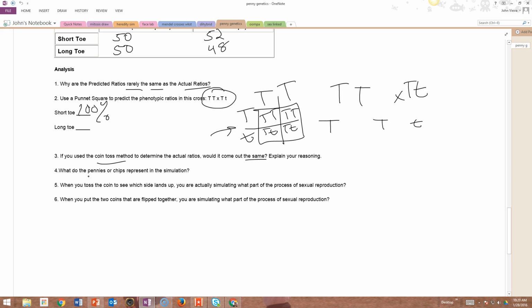Okay? What do pennies or chips represent in the simulation? Your gametes, which contain the alleles. Each coin flip represents what the sperm will contain or what the egg will contain.